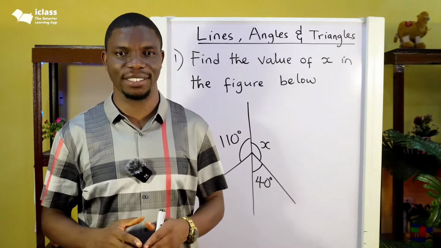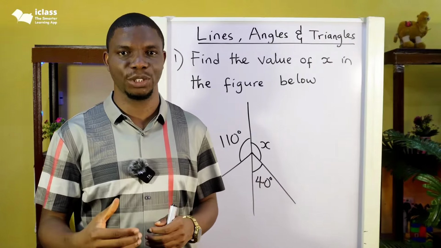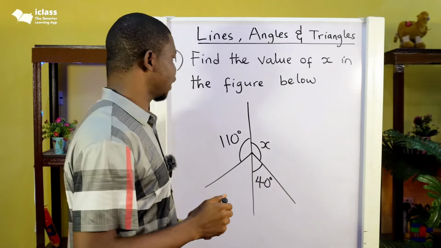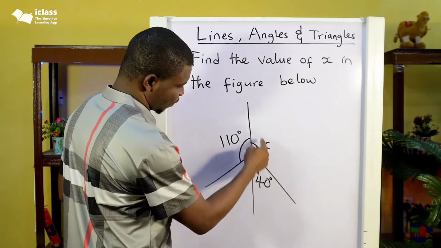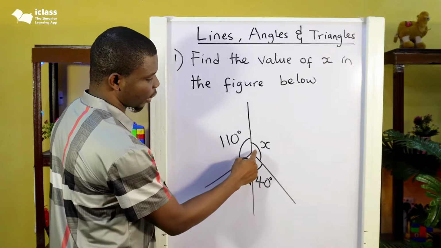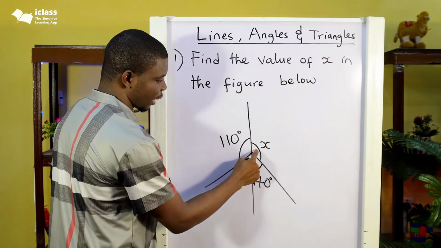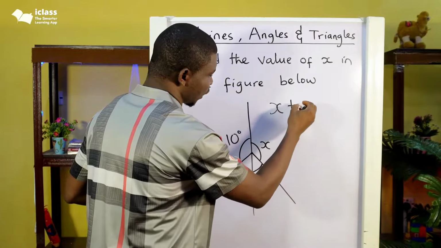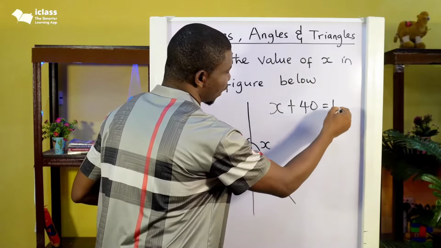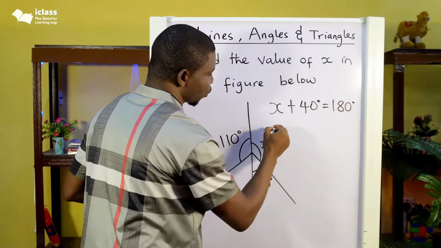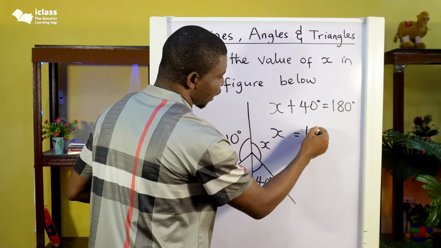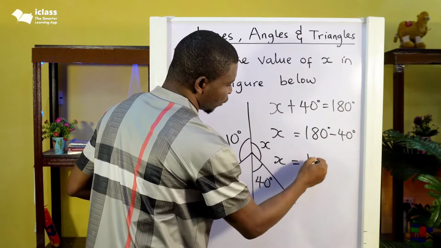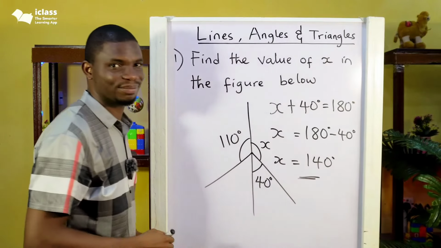Now on to question number 1. You know how we do it? Always attempt the questions before watching my explanation. Find the value of x in the figure below. We have a straight line here, so it means that x plus 40 should give us 180, because the sum of angles on a straight line is equal to 180 degrees. So x will be what? 180 minus 40 degrees, which is equal to 140 degrees. I hope you got this.